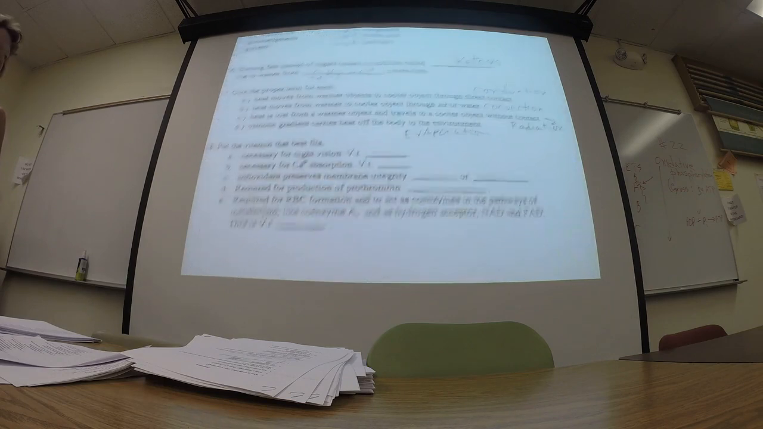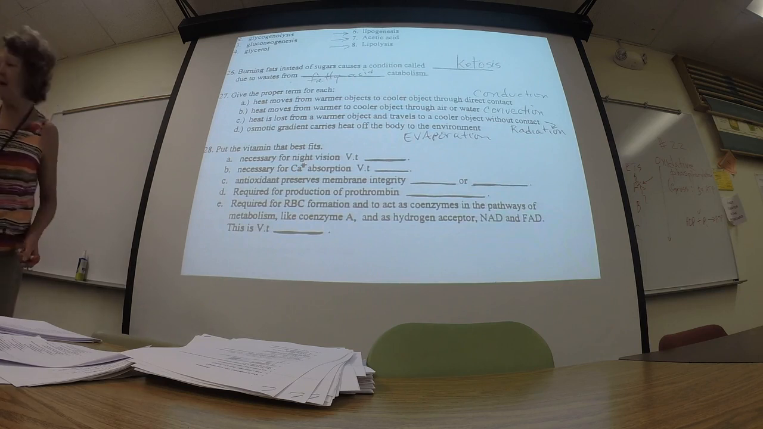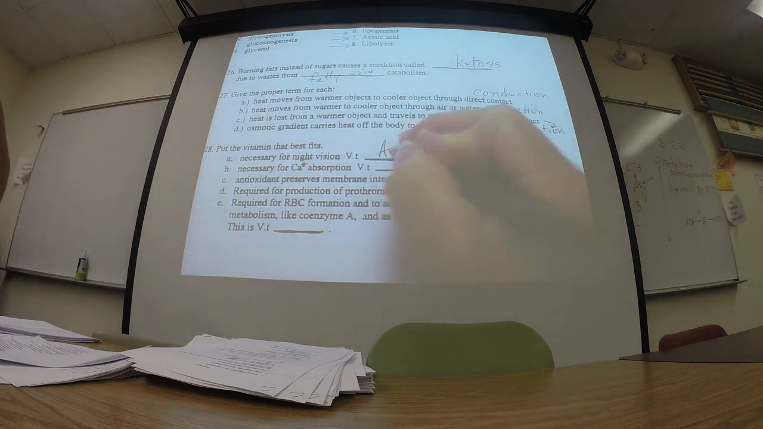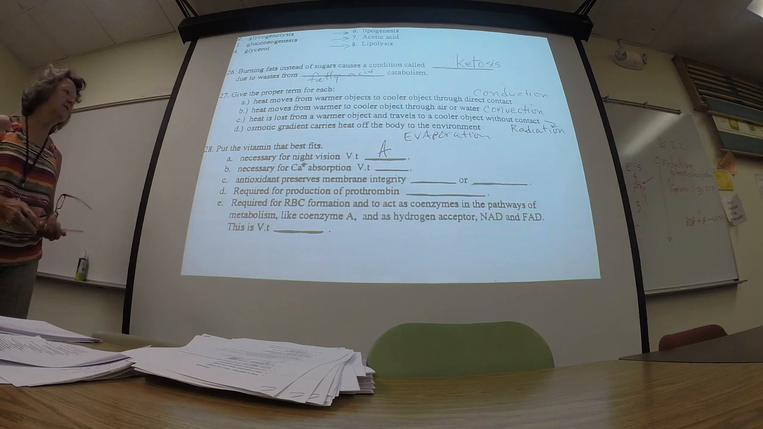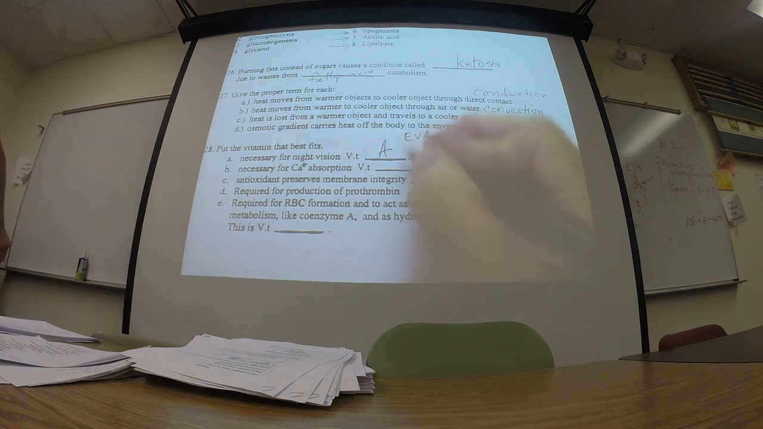Okay. What's the vitamin for night vision? A. Beta carotene. Necessary for calcium absorption, because it's the carrier molecule. D.